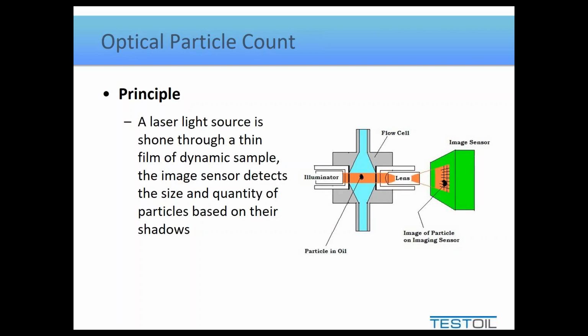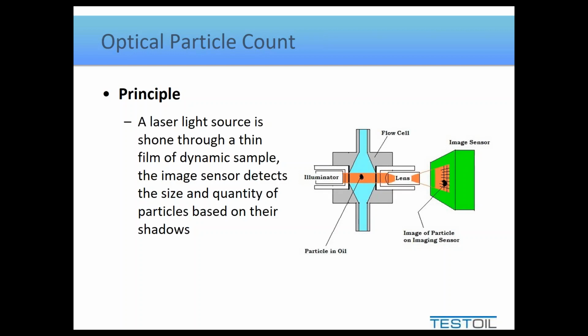So it is a bright light source being shone through a thin film of sample. It is flowing sample, so it's moving sample. And that light is focused at a photoreceptor, an image sensor, not a lot different than what you would see in a digital camera. Now, as the oil flows past, the light source will project onto the sensor. The sensor will detect shadows. So what's being counted is actually shadows.